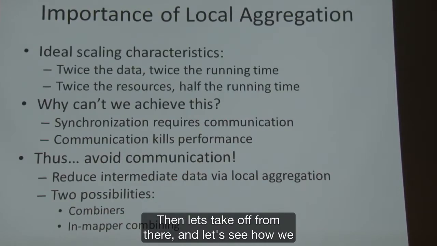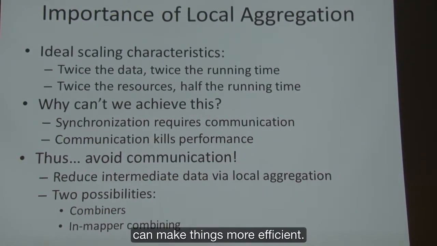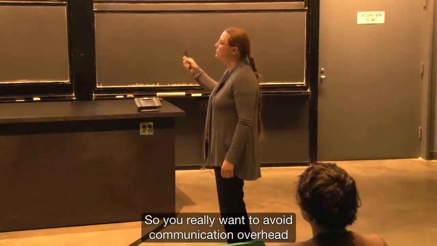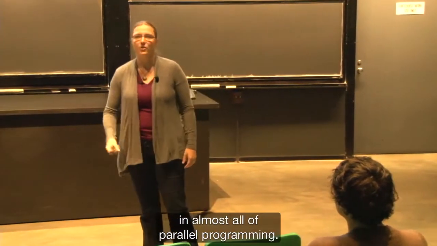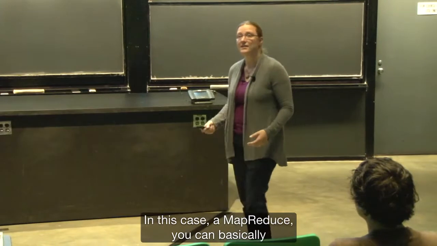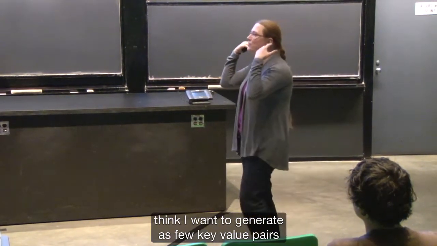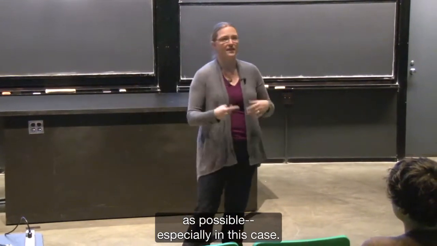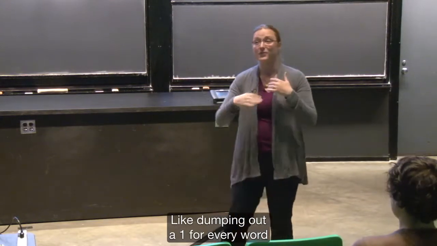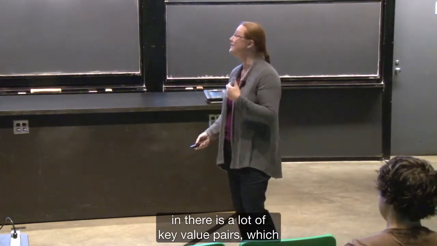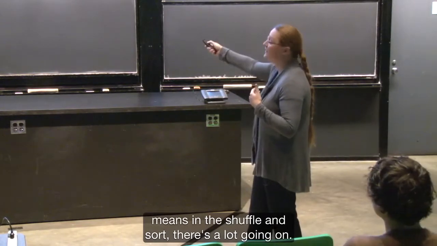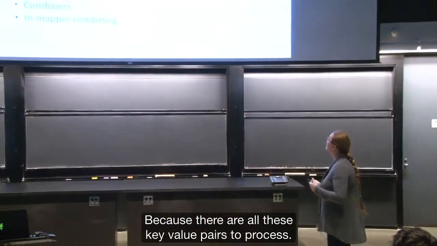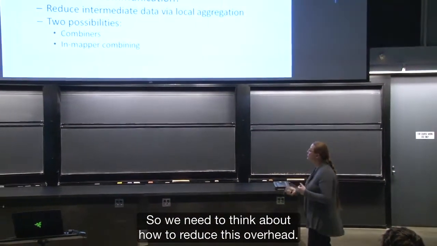Okay, then let's take off from there and let's see how we can make things more efficient, because I simplified the model so far. You really want to avoid communication overhead in almost all of parallel programming. In MapReduce, you can basically think, I want to generate as few key value pairs as possible. Especially in this case, dumping out a 1 for every word is a lot of key value pairs, which means in the shuffle and sort there's a lot going on, because there are all these key value pairs to process. So we need to think about how to reduce this overhead.